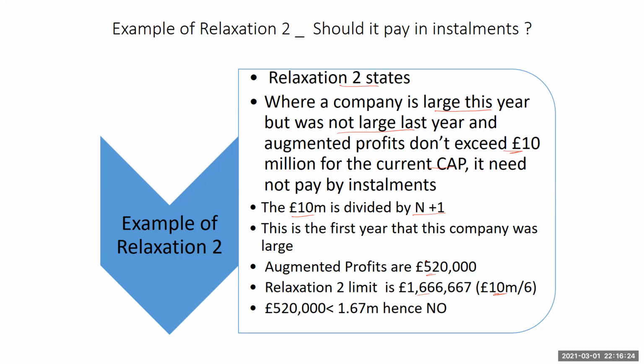Now, compare the 520 to the 1.67 million. We realize our 520 augmented profit is less than this. So should it pay in installments? No. It's less, so no. We don't pay in installments. Good.